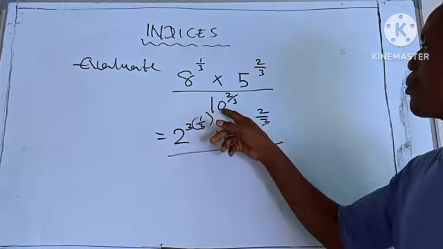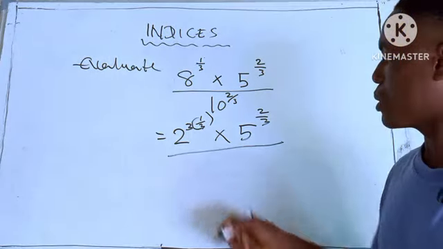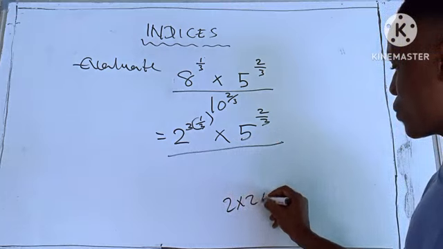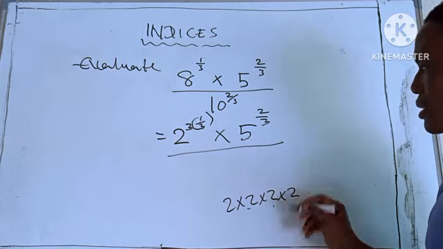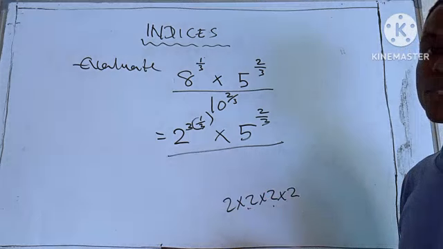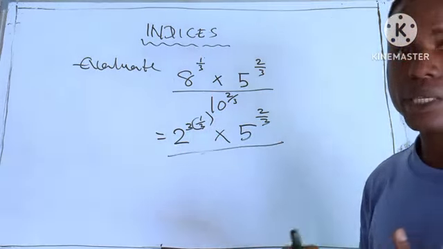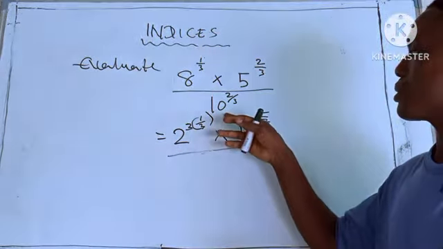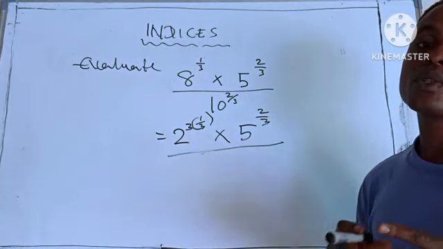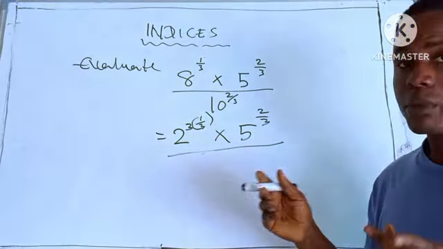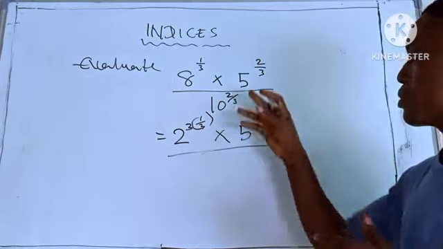Then can we change 10 to index form? No, it's impossible. Okay, let's do it. 2 times 2 times 2, this 8, right? Times 2 is 16. So 10 cannot be changed to what? Index form. Seeing that 10 cannot be changed to index form, right? But we can still do something here. Think of two numbers that can multiply themselves to give you 10. It's not compulsory they must be the same numbers. Either two different numbers that can be multiplied to give 10.